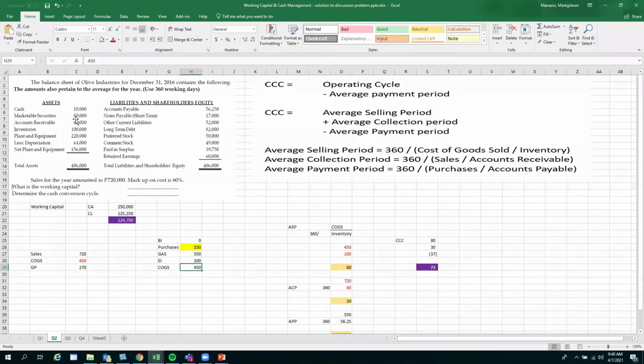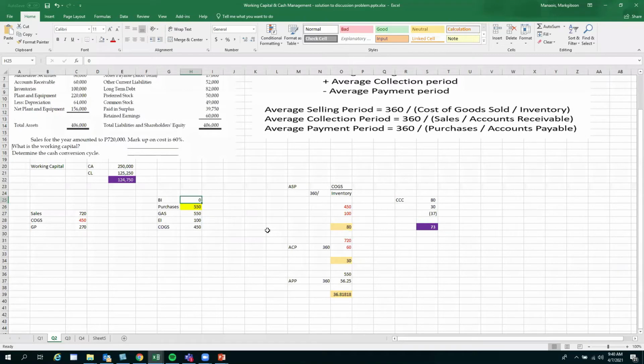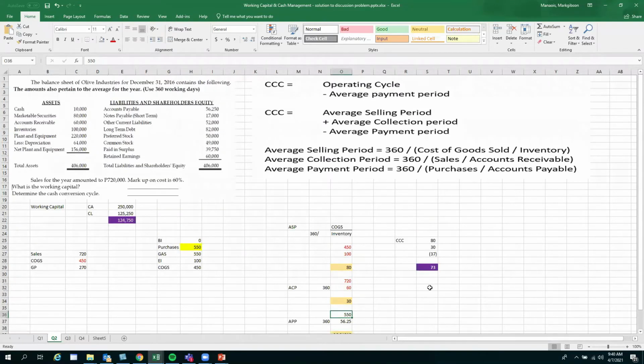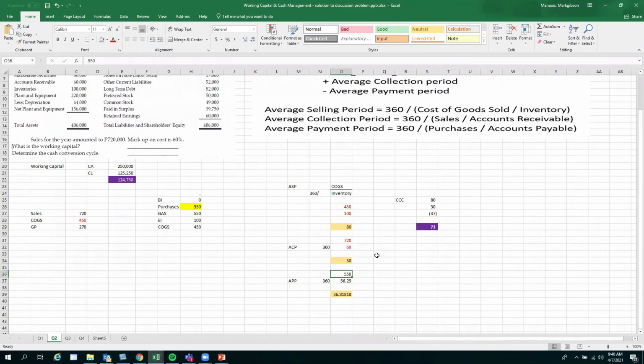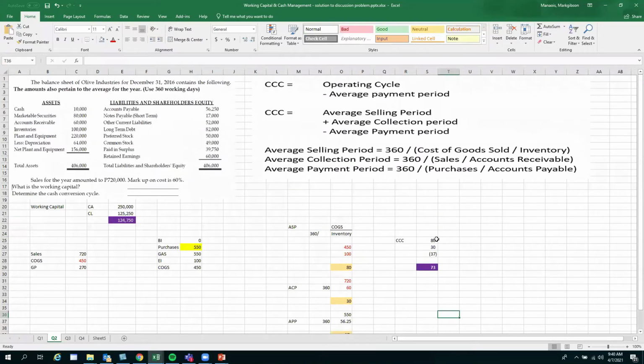I have my ending inventory, which is 100,000. So, the goods available for sales, 550. And since we don't have data for the beginning inventory, I assume that the beginning inventory is 0. So, therefore, purchases is 550,000 over accounts payable given then, that's 56,250. So therefore, that's your average payment period is 36.8 or 37 days. No, so again, let's derive the formula to get the cash conversion cycle. So that would be 73 days.